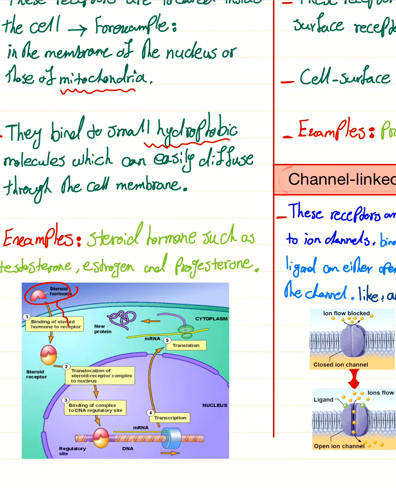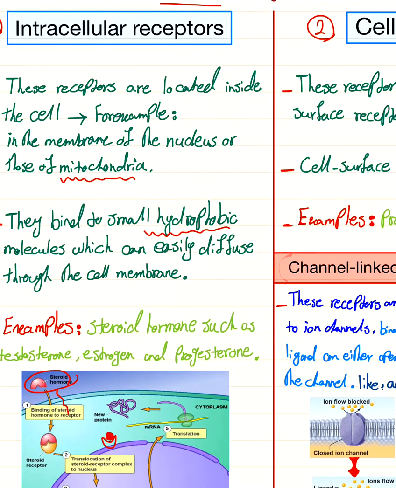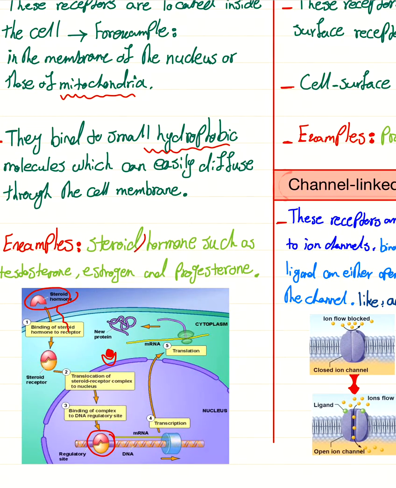And as it passes through the cell membrane, it enters the cytoplasm, and from the cytoplasm, it can bind to those receptors which are in the cytoplasm or which are found on the nucleus membrane. And as it binds to one of these receptors, it is going to enter the nucleus. And as it enters the nucleus, it will bind to a specific part of the DNA and initiate transcription and translation and produce new protein or inhibit production of protein. There are some examples that are useful to know: steroid hormones such as testosterone, estrogen, and progesterone have intracellular receptors.